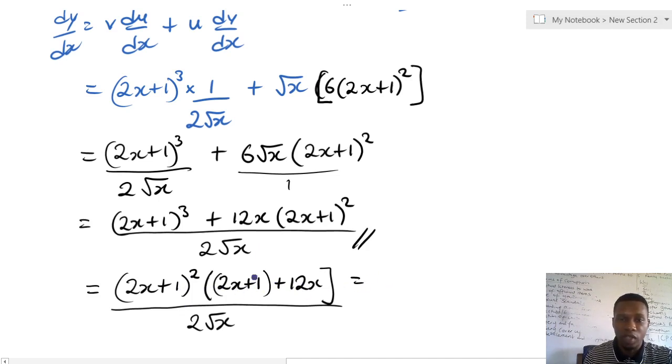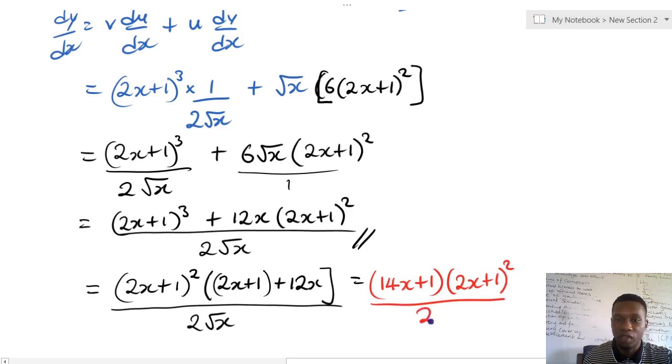I have that 2x plus 1 plus 12x. 2x can add up with 12x. So I have this as what? 14x plus 1, and then bracket what? 2x plus 1 squared all over 2 square root of x. And this is my final answer. So I can end it here, unless there's any need for me to expand this bracket and work with it. So I can end it here, and let's take one more question before we call it a day.